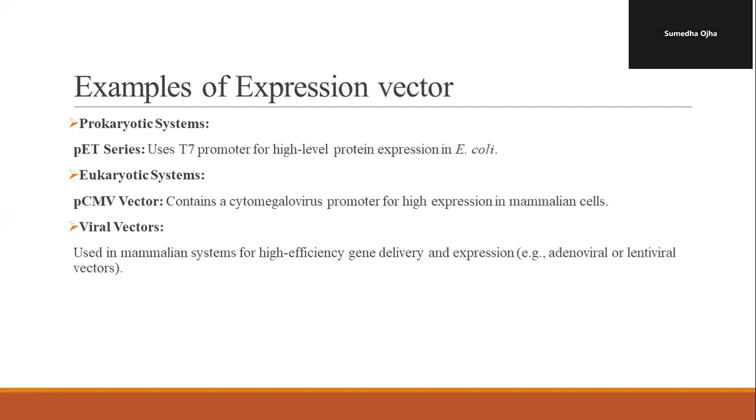These are some of the examples of expression vectors. In prokaryotic systems, the pET series uses the T7 promoter for high-level protein expression in E. coli. Eukaryotic systems, the pCMV vector, contains the cytomegalovirus promoter for high expression in mammalian cells. Viral vectors are used in mammalian systems for high efficiency gene delivery and expression.